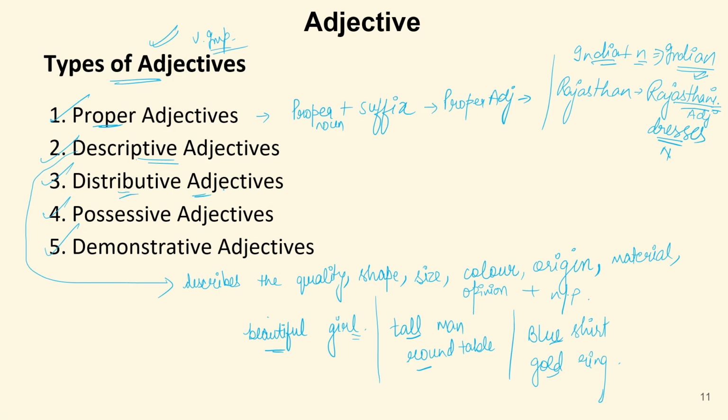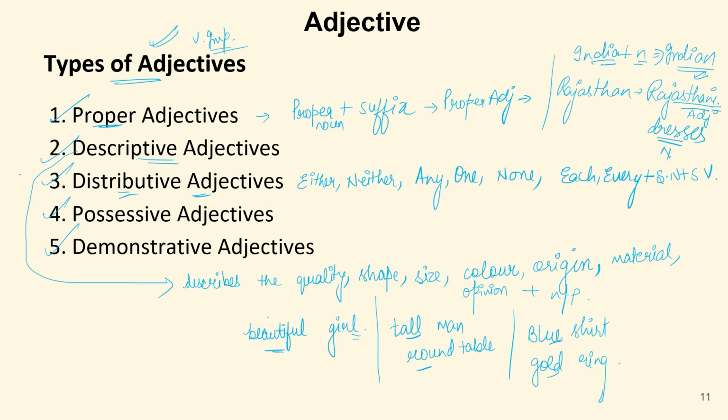Then we have distributive adjectives. Now in the chapter of pronoun, I told you about the words either, neither, any, one, none, each, every. Now this is very simple. Just after any of these words, if we are using any of these words, we use a singular noun and singular verb. We always use a singular noun and singular verb. This is called distributive adjectives.